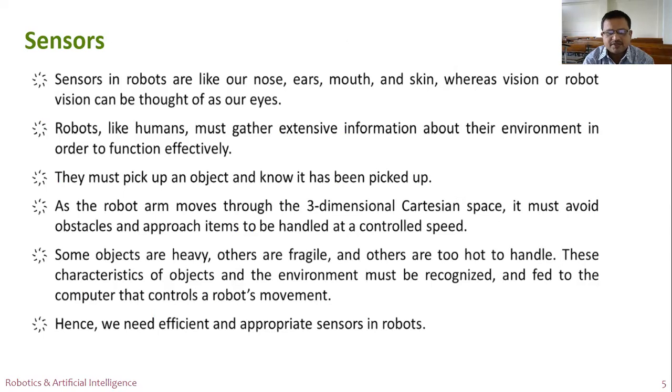at a controlled speed. Some objects are heavy, others are fragile, and others are hot to handle. These characteristics of objects and the environment must be recognized and fed to the computer that controls a robot's movement. Hence, we need efficient and appropriate sensors in robots. Now we will see some of the sensors.